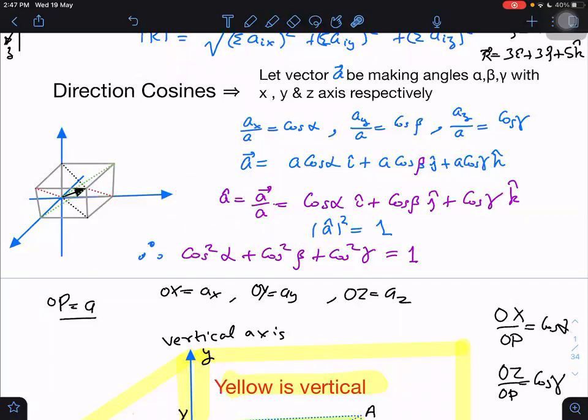So if I divide this by A, then you notice one A will cancel the first A, another A will cancel the second A, and A will cancel the third A. What are we left with? Just cos alpha i cap plus cos beta j cap plus cos gamma k cap. Is that fine?